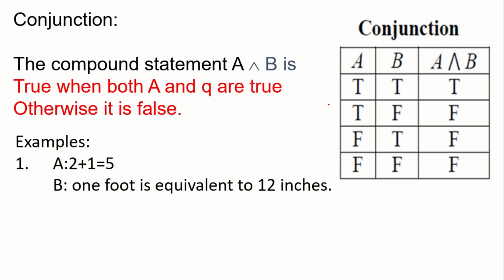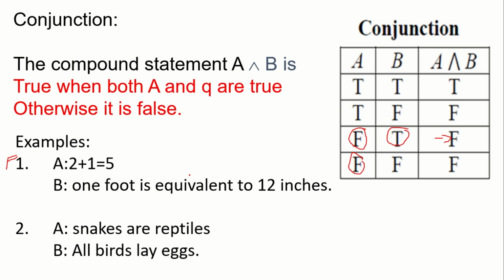Say for example, A: 2 plus 1 is 5. And B: 1 foot is equivalent to 12 inches. What is A? A is false, because 2 plus 1 is 3. How about B? 1 foot is equivalent to 12 inches. So that is true. So we will take this third row, false, true. So the overall statement of number 1 is false.